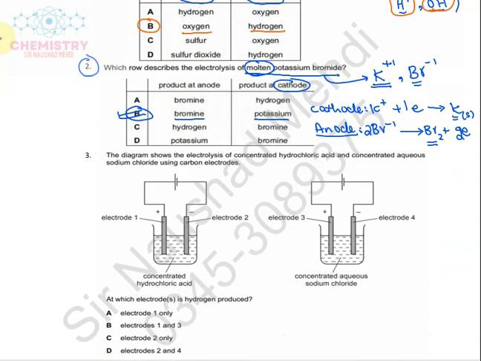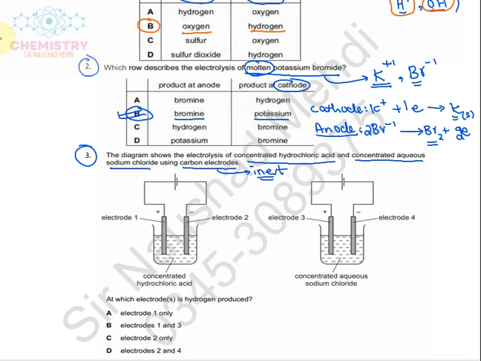Now moving on to the next MCQ. The diagram shows the electrolysis of concentrated hydrochloric acid and concentrated aqueous sodium chloride using carbon electrodes. Carbon electrode means that your electrodes are inert electrodes. Inert electrode means those electrodes which do not take part in electrolysis themselves, or they do not react with the electrolyte, or they are not reacting during the electrolysis process.